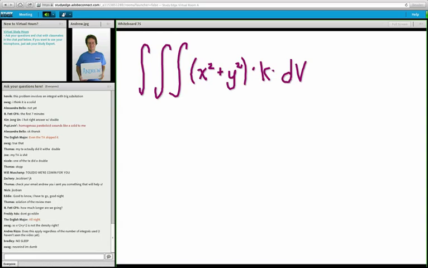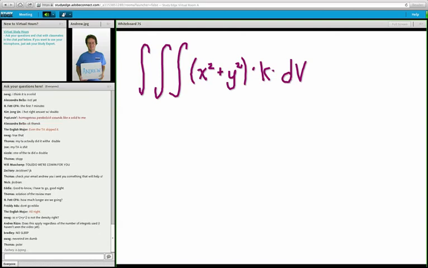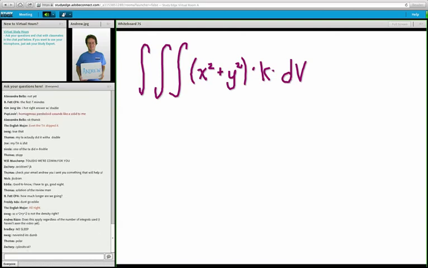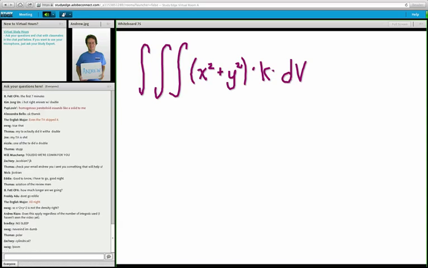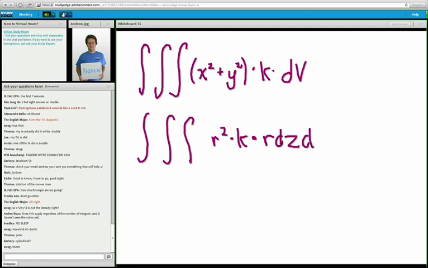Now, what coordinate system should we use? We're looking at a paraboloid. We see 1 minus x squared minus y squared. I'm thinking cylindrical coordinates or polar. Cylindrical. You should say cylindrical because this is a triple integral. So we should say cylindrical coordinates. Cool. So we have triple integral of r squared times k times r dz dr d theta.